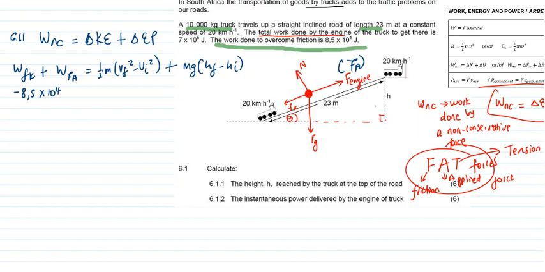So that means that is the work done by friction. And then the applied force, they said the work done by the engine was how much? Was 7 times 10 to the power 5. And then you have half. What was the mass of the object? The mass of the object was 10,000. And then what was the final velocity? They said it travels up an incline at a constant speed of 20 kilometers per hour. So the change in velocity there is going to be 0. But it's fine. We can just substitute the speed.